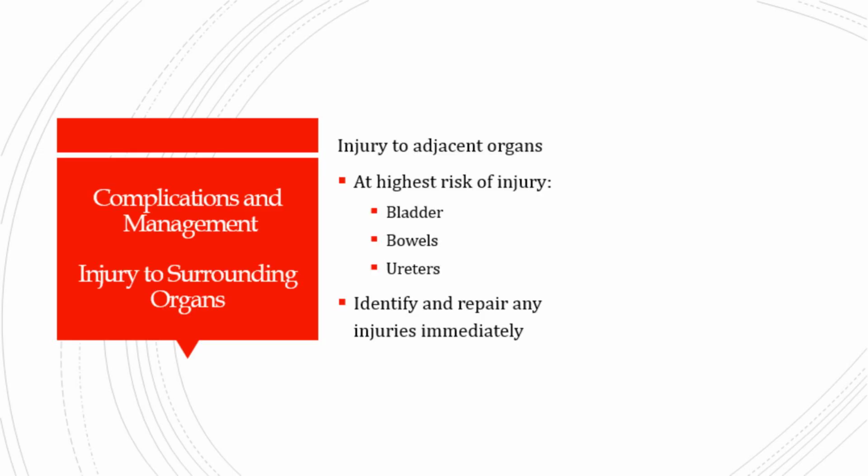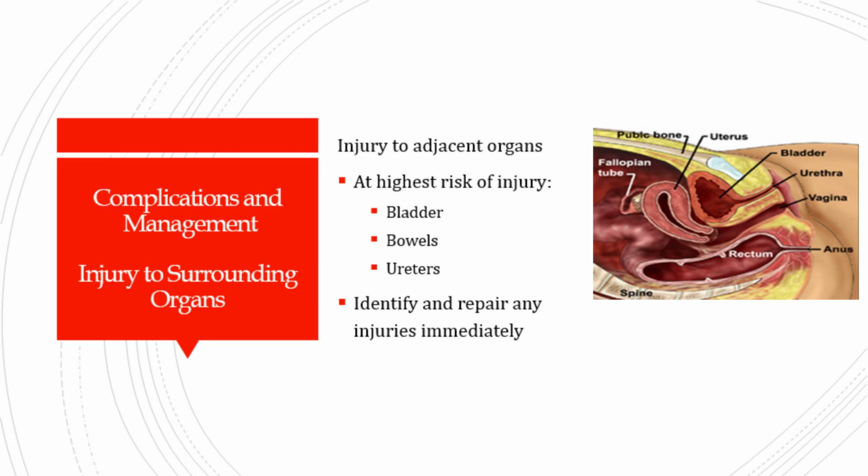At any surgery, there is risk of injury to surrounding organs. At the time of C-section, the organs at risk of injury include the bladder, the bowels, and the ureters. The risk of organ injury is slightly increased in patients with a history of multiple cesarean deliveries or other abdominal surgeries, as there are often pelvic adhesions that complicate the difficulty of the procedure.